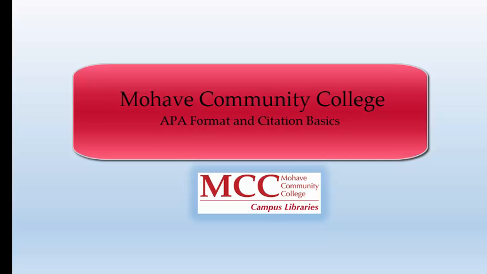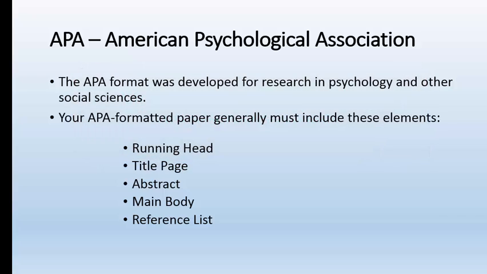In this video, we'll discuss creating citations and formatting your paper according to the APA rules. APA stands for the American Psychological Association. The APA format was developed for research in psychology and other social sciences. Your APA formatted paper generally must include these elements: running head, title page, abstract, main body, and reference list.